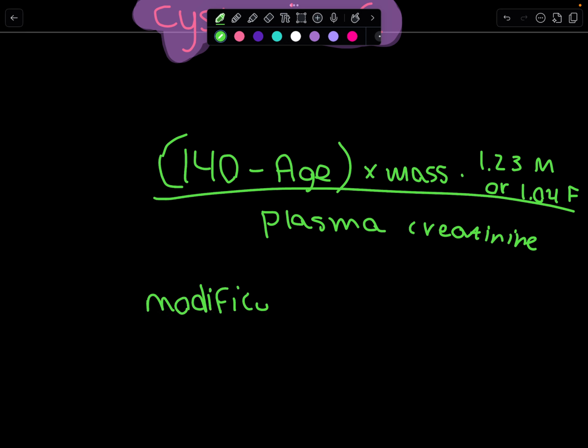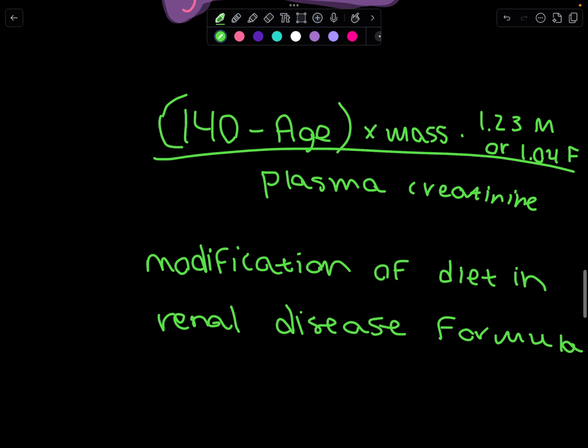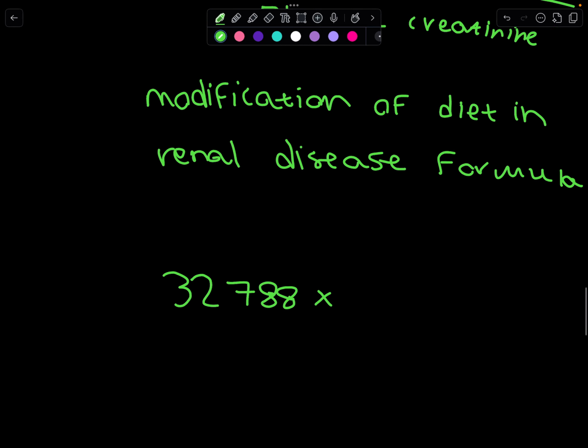Modification of Diet in Renal Disease, MDRD, formula estimates GFR directly. Simplified version: eGFR equals 185 times serum creatinine in milligrams per deciliter to the power of minus 1.154, times age to the power of minus 0.203, times 0.742 if female, times 1.212 if African American. Components: serum creatinine, the inverse power reflects its impact on filtration.